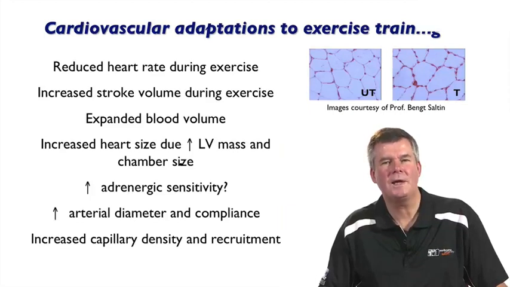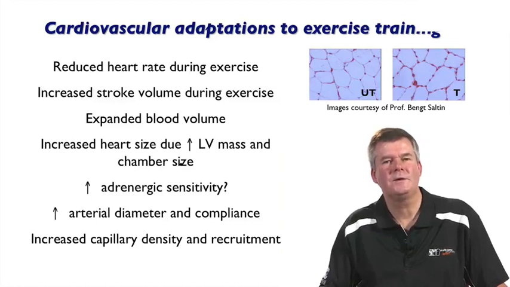the filling of the ventricles, increases end diastolic volume, and therefore increases subsequent stroke volume. There's also an increase in the heart size and left ventricular hypertrophy, both in the mass of the ventricle, but also the chamber size, is an important adaptation which facilitates an increase in maximal stroke volume and maximal cardiac output. It's been shown that the trained heart is slightly more sensitive to adrenergic stimulation. And other vascular changes include an increase in arterial diameter and compliance, which might have beneficial effects in terms of vascular control and may contribute to the health benefits of exercise in terms of cardiovascular risk.